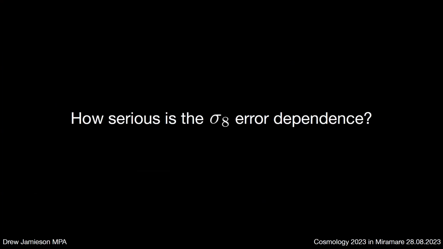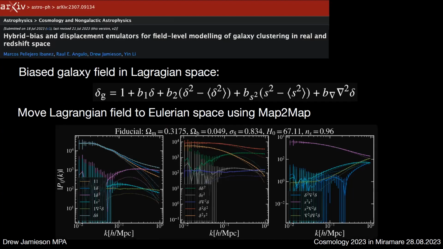Now, one question is, how serious is this sigma 8 error dependence? Is this the thing we need to really worry about? And I think we answered that in a recent paper, by my collaborator Marcos Ferreira, who's at the University of Edinburgh now, and Raul Angulo, myself, and Yun Li. What we did is construct this Lagrangian space hybrid bias model. We're treating galaxy fields as a biased field in Lagrangian space. So we construct the galaxy field as a set of terms that are operators acting on the linear density field, which is delta here, along with a bunch of bias parameters. So we're doing a bias expansion.